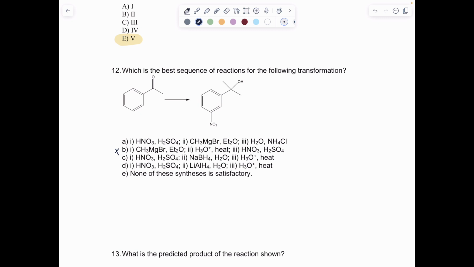Option C and D both use reducing agents, NaBH4 and LiAlH4, but neither of those add carbons. So this methyl group here that was added, that's not going to happen using NaBH4 or LiAlH4. So we can't have C or D as well. Let's just verify that A is the correct answer, because it could be possible that none of these are satisfactory. So let's just double check A. So we have this methyl MgBr, which matches the methyl group that we're adding. And then we use diethyl ether as a solvent, Et2O, and then an acid workup with NH4Cl. So that's perfect. So A is going to be the correct answer.